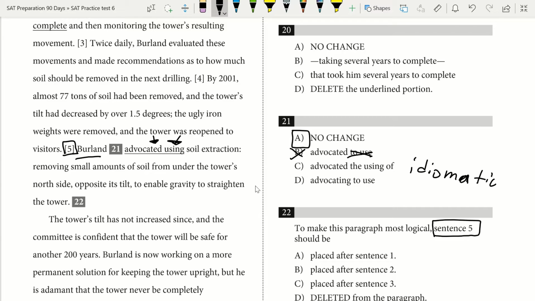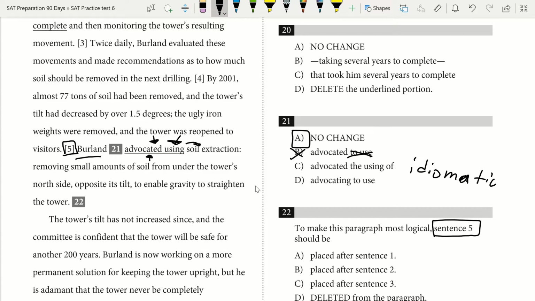So idiomatic questions, or idiom questions, if you want to call them that, they deal with pretty much how you would normally talk, right? What would you say? What prepositions would you use? What word choice would you use? Things like that. So in this case, it's really dealing with prepositions, right? And also verbs, right? So in this case, advocated is going to act as the main verb, right? And then using is going to talk about that soil extraction.